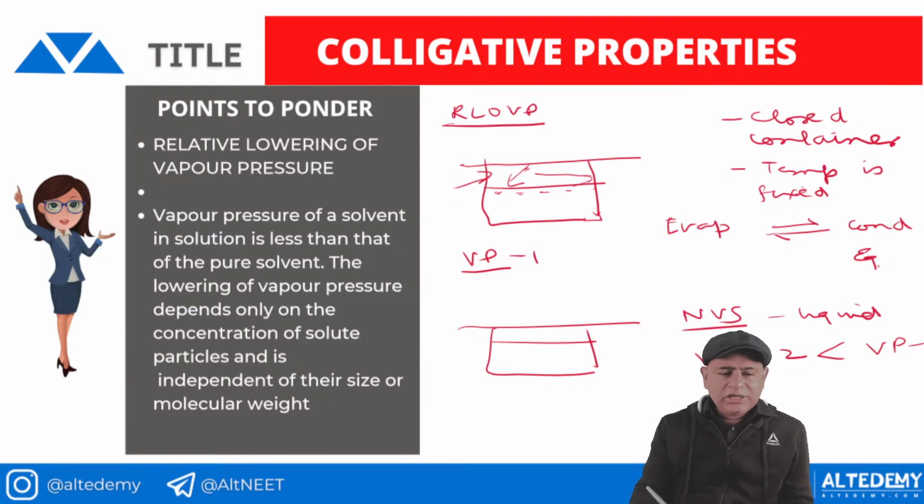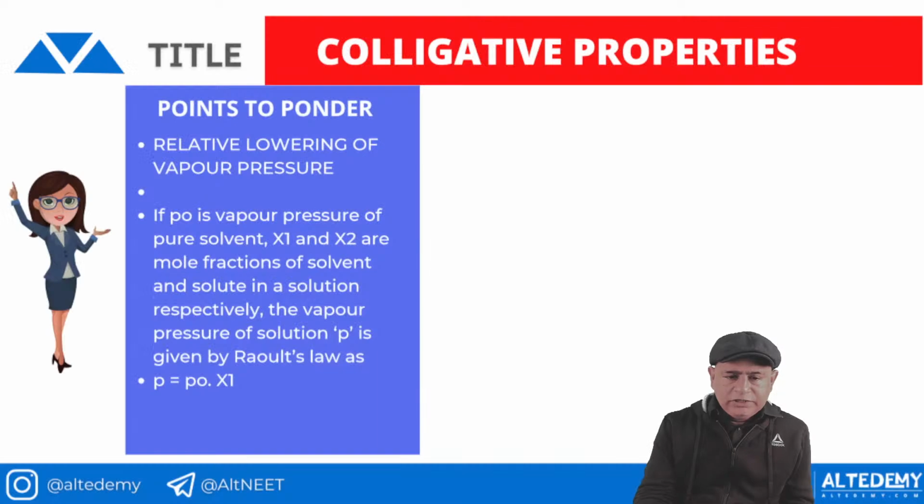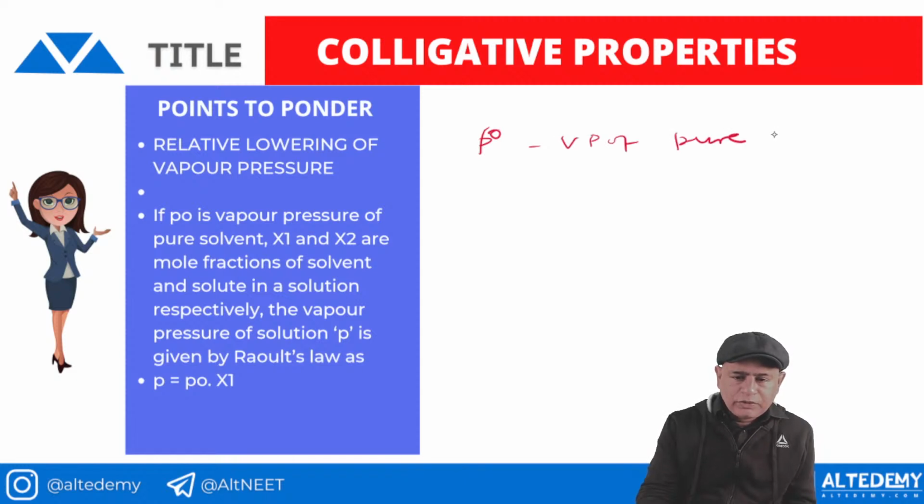We try to measure this relative lowering of vapor pressure. What we generally understand is, if P naught is the vapor pressure of pure solvent, and X1 and X2 are mole fractions, X1 is the mole fraction of solvent, X2 is the mole fraction of solute.